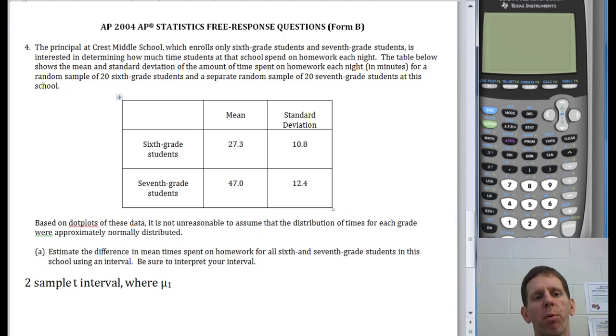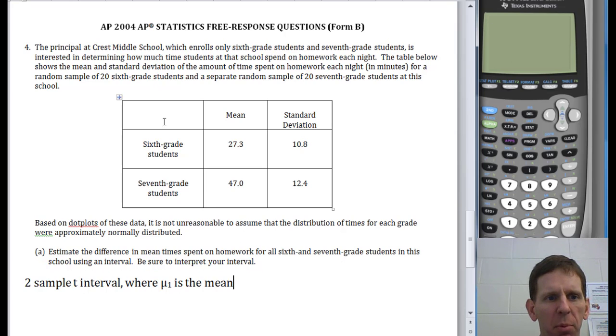The second step is your parameter. And with a 2-sample t-interval, we have 2 parameters, mu sub 1 and mu sub 2. Mu is always the mean, whether it be mu diff, mu 1, mu 2, or just mu. Mu is always going to be a mean. We have 2 groups of students here. We have 6th grade students and 7th grade students. And what we're looking at is the mean what?